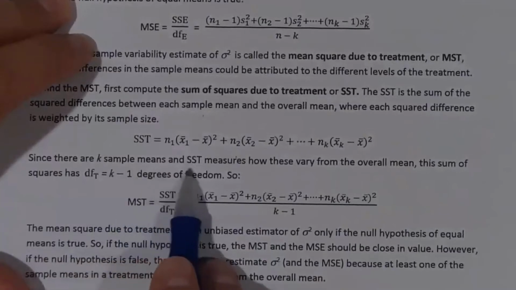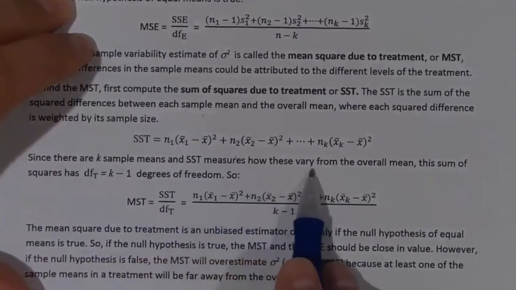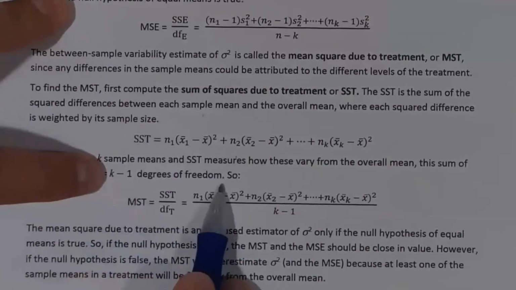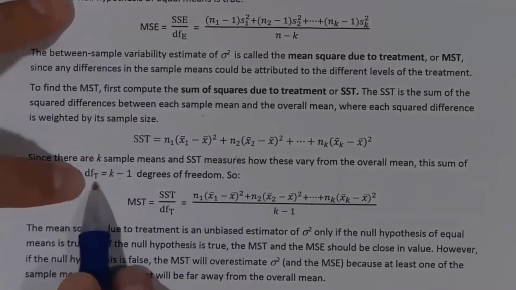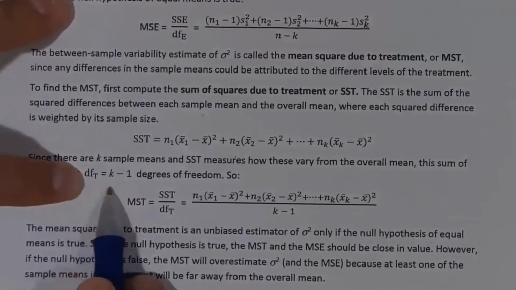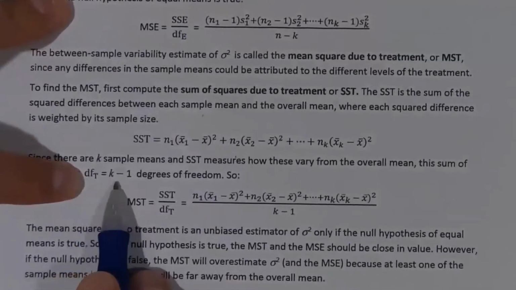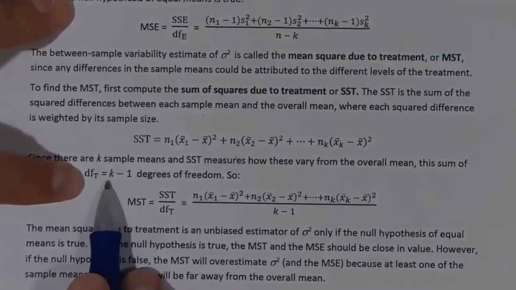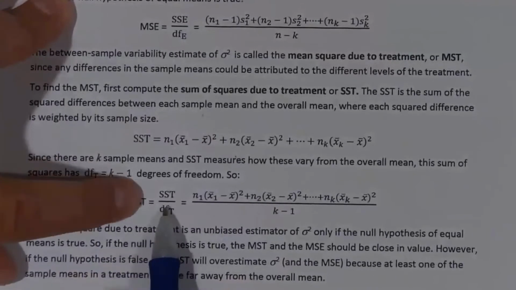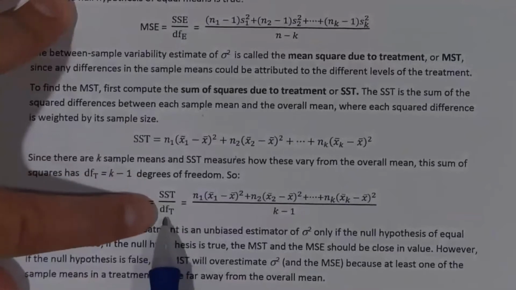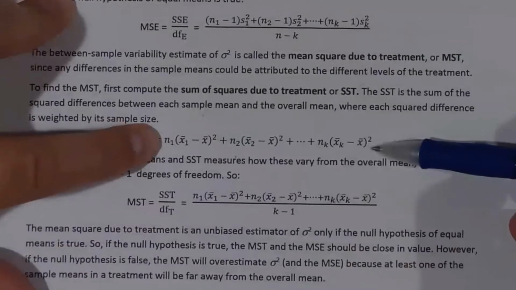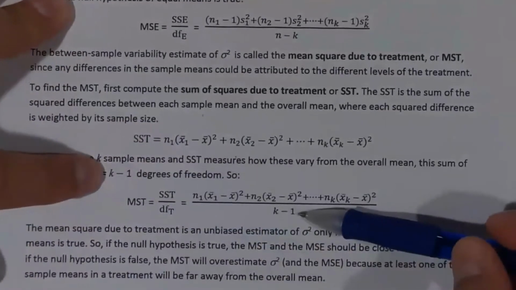Since there are k sample means and the SST measures how these vary from the overall mean, this sum of squares has k minus 1 degrees of freedom. And again, this is my personal notation, DFT. That is the degrees of freedom due to treatment. So again, the degrees of freedom due to treatment is going to be K minus 1. K is the number of categories. So the MST is going to equal the SST divided by the degrees of freedom due to treatment. So that is going to equal this calculation divided by the K minus 1 degrees of freedom.